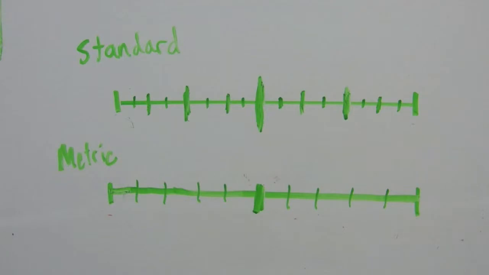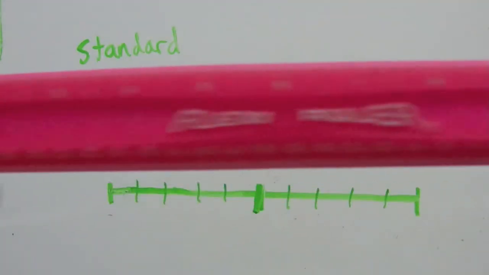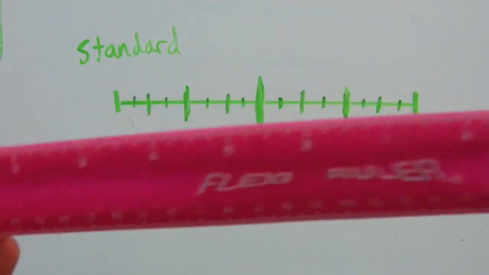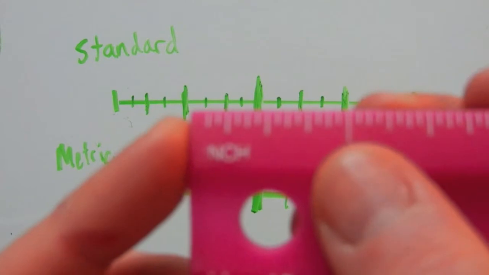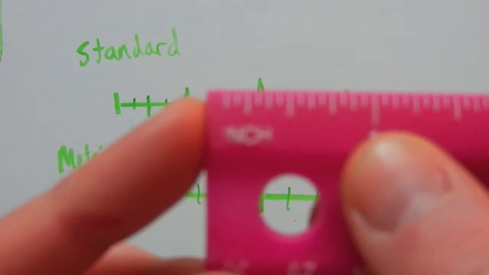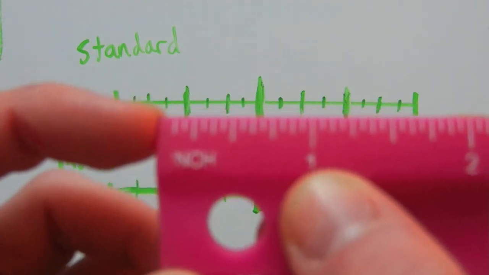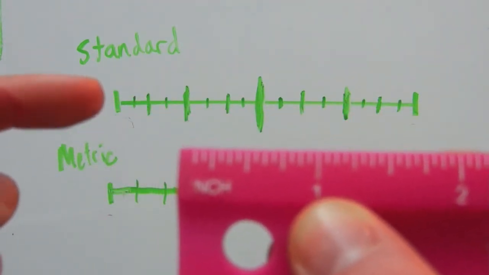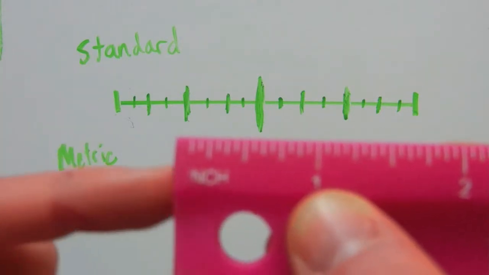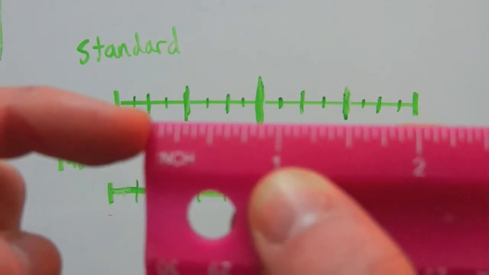So looking at a ruler, we're going to go over inches first. A ruler is normally 12 inches long, which represents 1 foot. In between an inch, it is broken up into 16 tick marks. And that is what I've drawn on the top labeled standard, that breakup inside of that 1 inch. So we're going to go over that now.